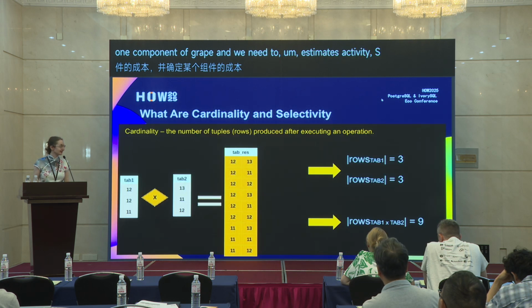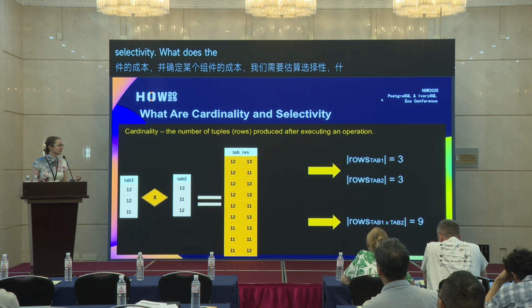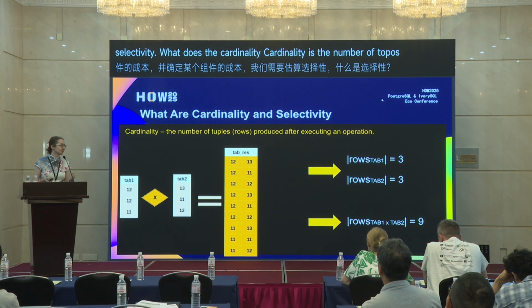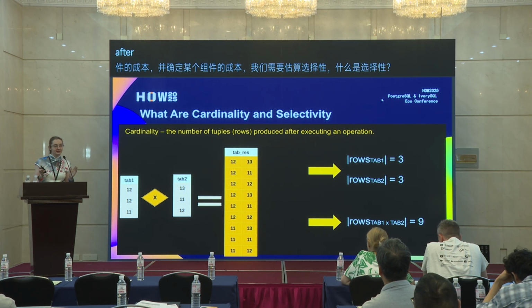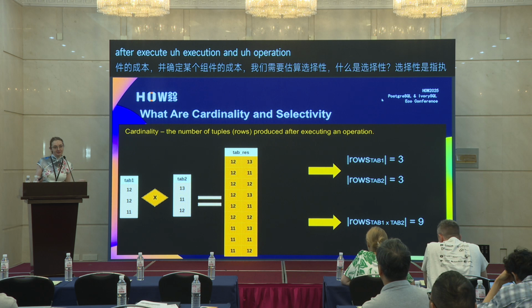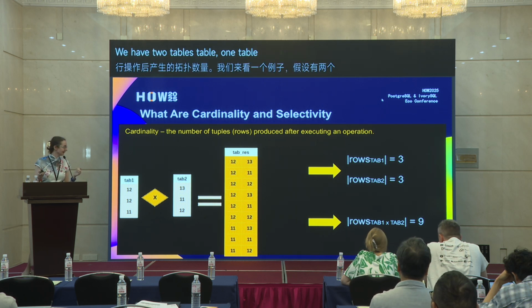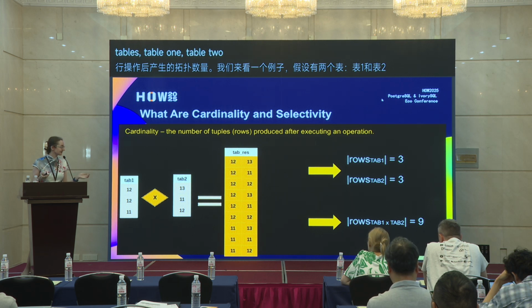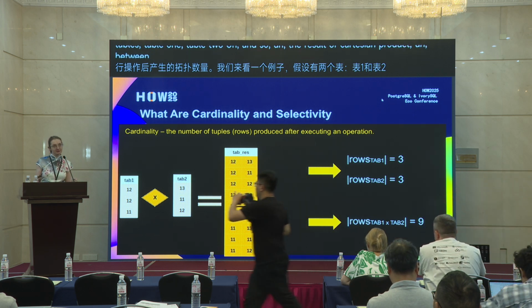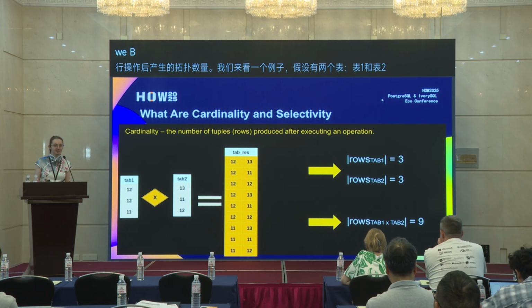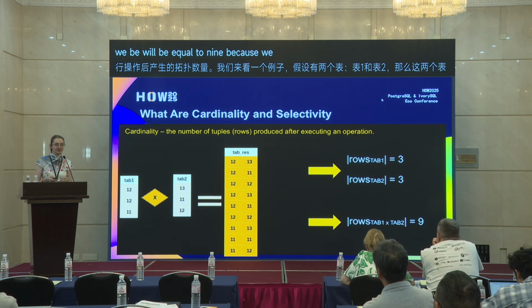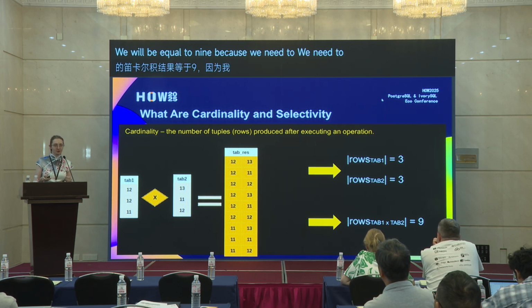What is cardinality? Cardinality is the number of tuples produced after executing an operation. Let's consider an example. We have two tables, table 1 and table 2, and the result of the Cartesian product between the two tables will be equal to 9, because we need to match every row from one table with every row of the other.